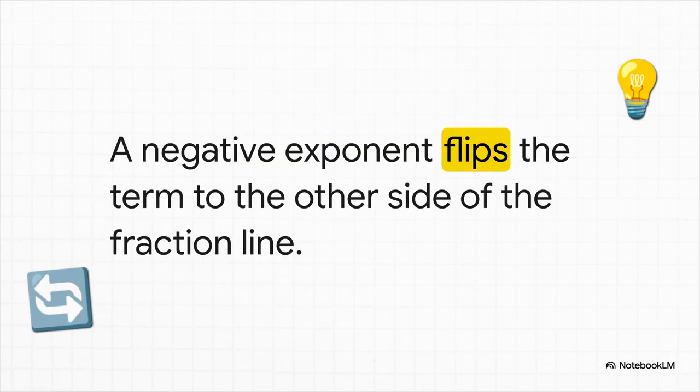Exactly. Just imagine that fraction line is a road. A negative exponent is just an instruction to move that term to the other side of the road. If it's on top, it flips to the bottom and becomes positive. If it's on the bottom with a negative exponent, it flips to the top. It's just changing its position.